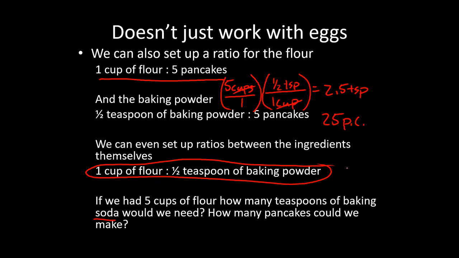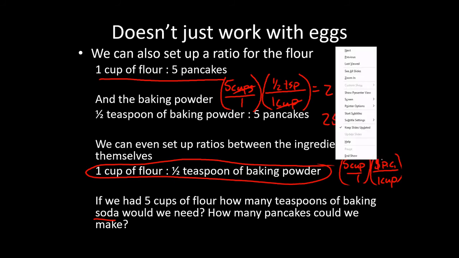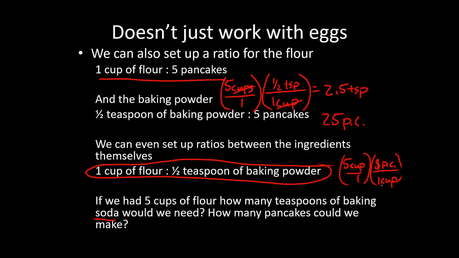And if you want to work that out with the ratios, you have 5 cups of flour, and you have, for every 1 cup, 5 pancakes. And so that ends up giving you 25 pancakes.